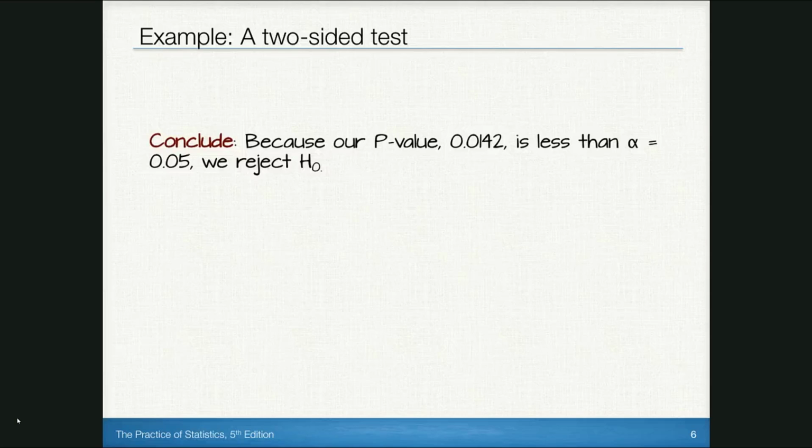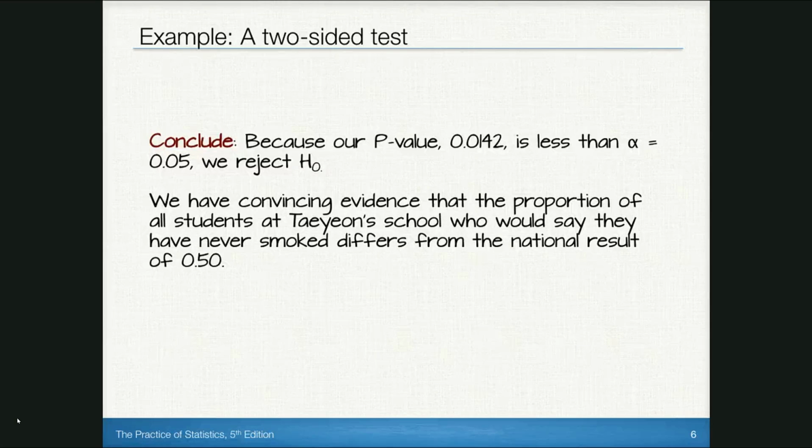Finally, because our p-value 0.0142 is less than alpha equals 0.05, we'll reject the null hypothesis. We have convincing evidence that the proportion of all students at Taeyeon's school who would say they have never smoked differs from the national result of 0.50.